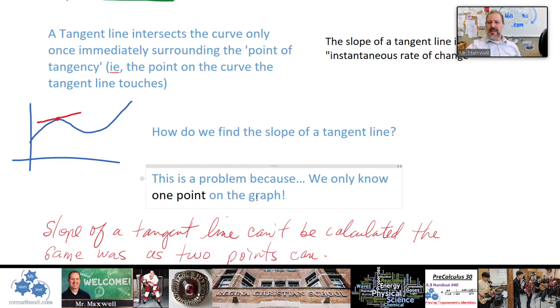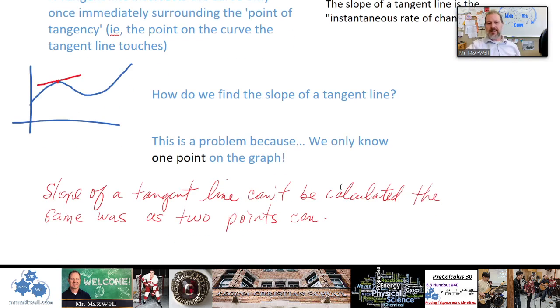So the slope of the tangent line can't be calculated the same way as with two points. I think that's supposed to be way. Could not be calculated the same way. Okay.